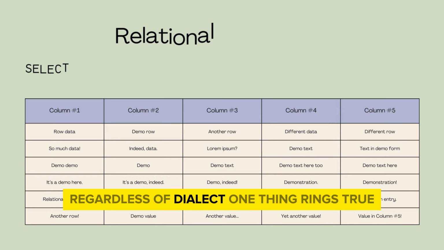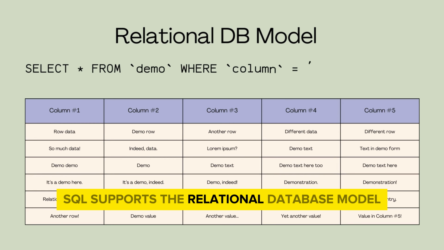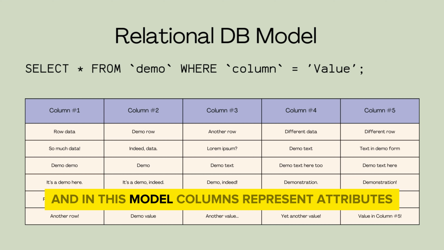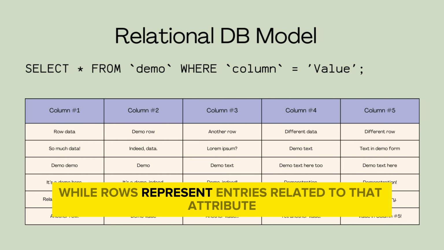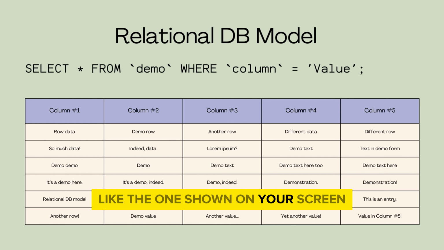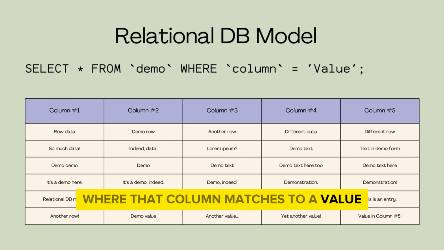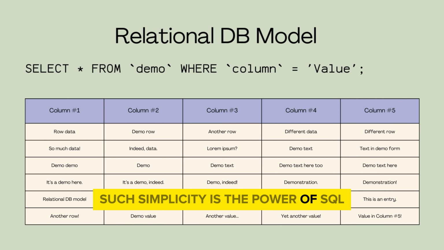Regardless of the dialect, one thing rings true: SQL supports the relational database model, and in this model, columns represent attributes while rows represent entries related to that attribute. That means that a query like the one shown on your screen will return all rows in a column where that column matches a value. Such simplicity is the power of SQL.